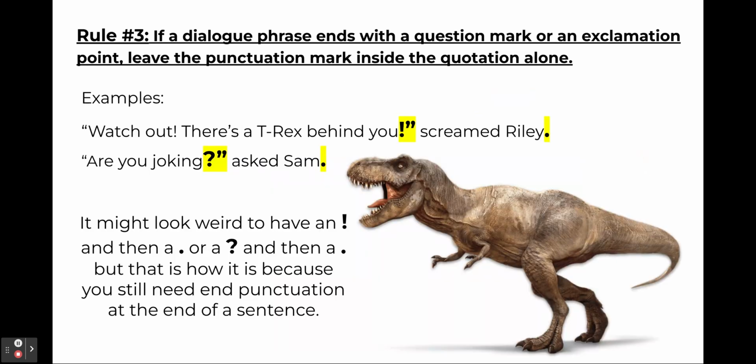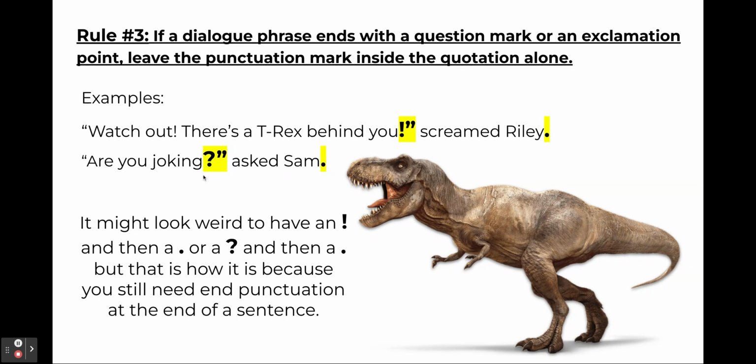Rule number 3: if a dialogue phrase ends with a question mark or an exclamation point, you leave the punctuation mark inside the quotation alone. You don't change it. So for example, "Watch out, there's a T-Rex behind you!" Exclamation mark. You just leave it alone. And then, screamed Riley. You would go ahead and put a period at the end of the sentence. "Are you joking?" asked Sam. So if it's a question mark, you leave it alone.